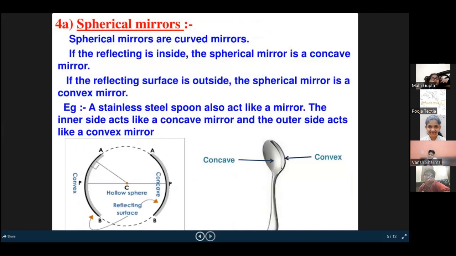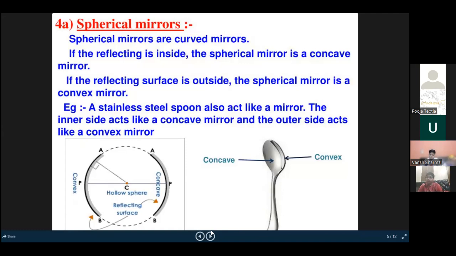Next. We had discussed the plane mirror. Now it is the turn of spherical mirrors. How many types of spherical mirrors are there? Concave mirror and convex mirror. Yes, two types, concave and convex.